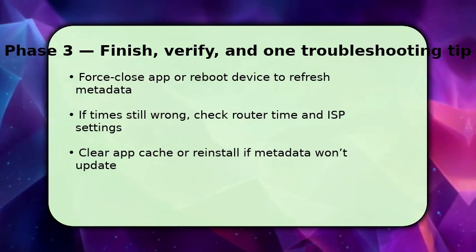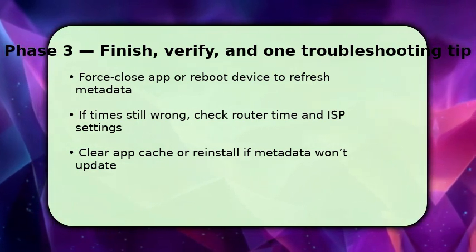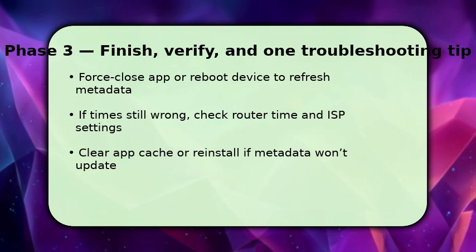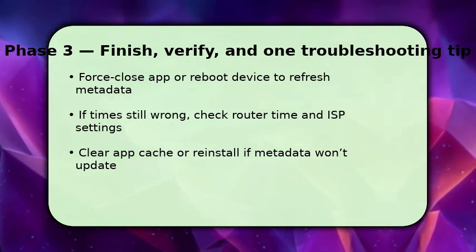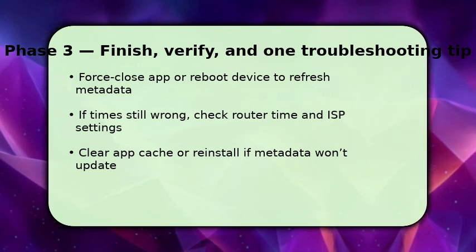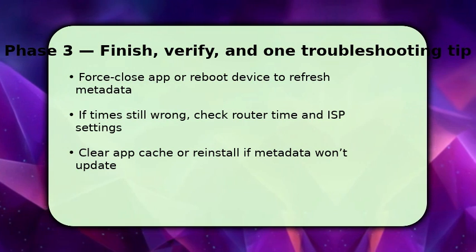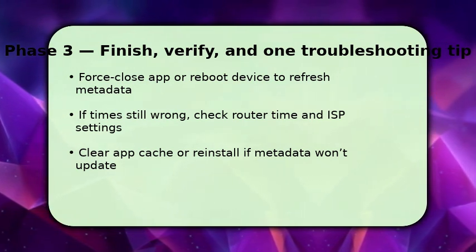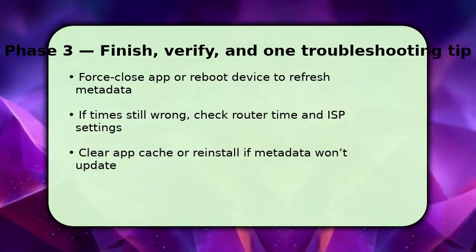If program times remain incorrect, verify your router's time and your ISP's network time because YouTube may pull metadata from either. If problems persist, clear the app cache or reinstall YouTube TV. That resets local metadata. One troubleshooting tip. If recordings missed slots, check DVR offsets after correcting time, then manually reschedule if needed.